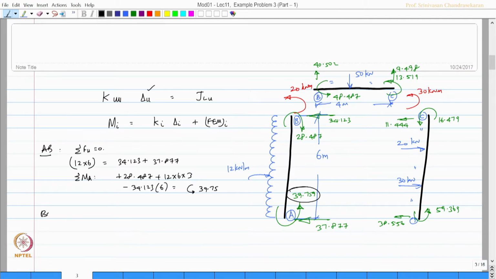If you look at span BC, sigma Fy should be set to 0. So, 40.502 plus 9.498 amounts to 50.